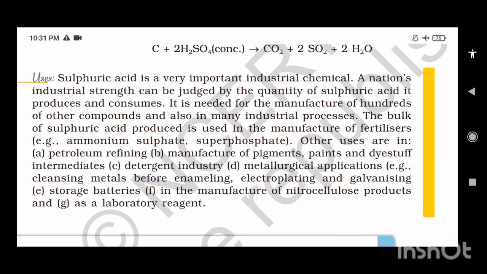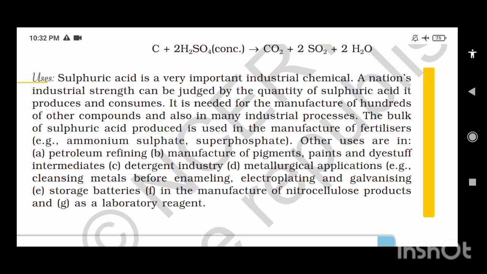Uses. Sulfuric acid is a very important industrial chemical. A nation's industrial strength can be judged by the quantity of sulfuric acid it produces and consumes. It is needed for the manufacture of hundreds of other compounds and also in many industrial processes. The bulk of the sulfuric acid produced is used in the manufacture of fertilizers.